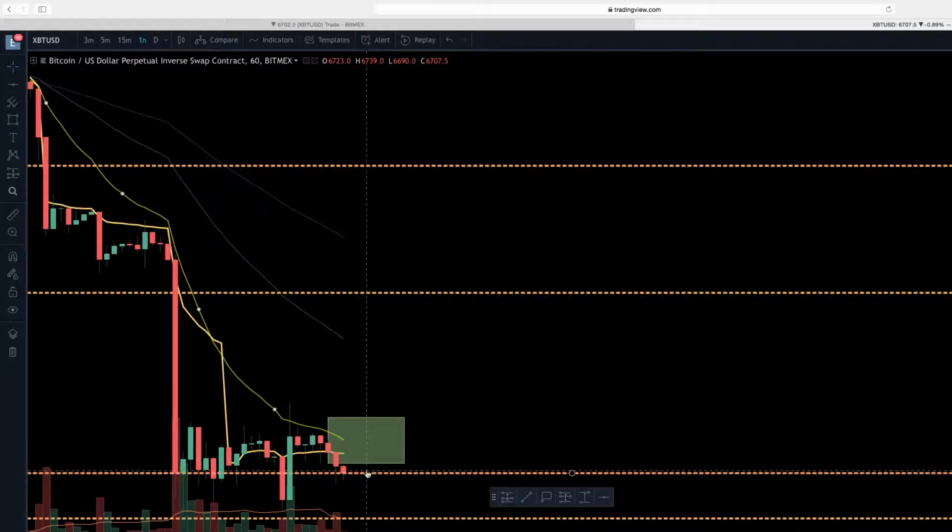So it's going to cross over. Roughly, we anticipate that the crossover will happen by the Asian Open, which is roughly 10, 11 o'clock.